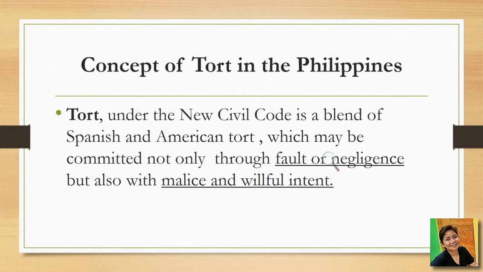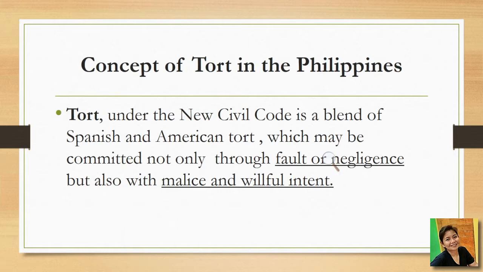What is the concept of tort in the Philippines? Our concept of tort under the new Civil Code is a blending of the Spanish culpa aquiliana and the American tort, which may be committed not only through fault or negligence, but also with malice and willful intent. Thus, Article 20 of the new Civil Code provides that every person who, contrary to law, willfully or negligently causes damage to another shall indemnify the latter for the same.